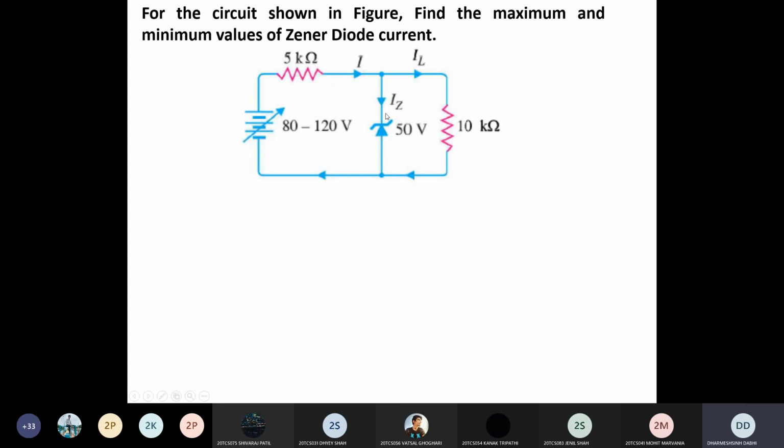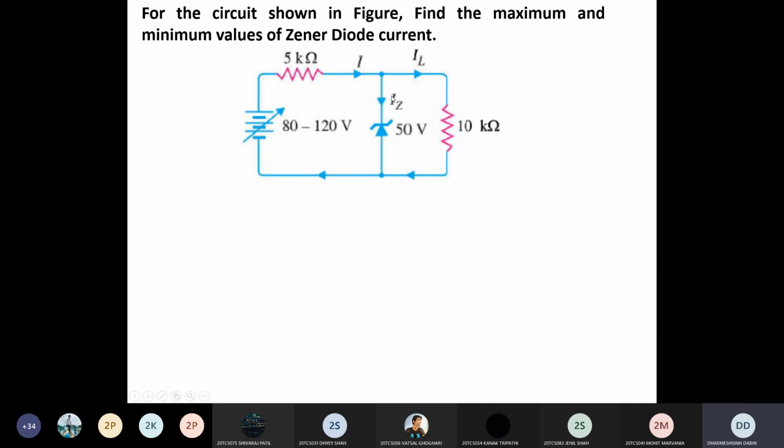The current flowing into this Zener diode is IZ. And the Zener voltage is given, which is 50 volt. Clear? And here the load resistance is 10 kilo ohm, and the load current is IL. So the total current flowing from the supply is I. Here at the junction, the current is divided into two parts. One flows into this load, which is called IL, and the other current flowing into the Zener diode is called IZ. So in this example, you find the maximum and minimum value of Zener diode current. It means find the minimum value of IZ and the maximum value of IZ.